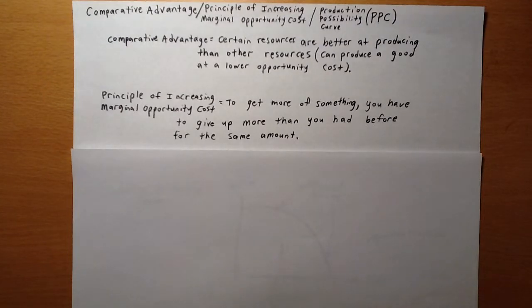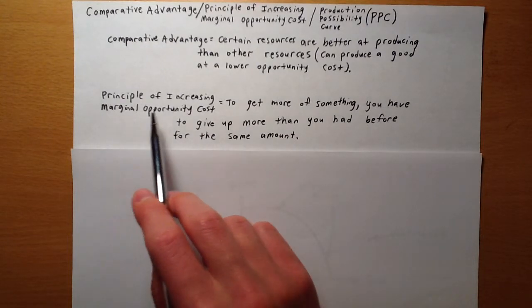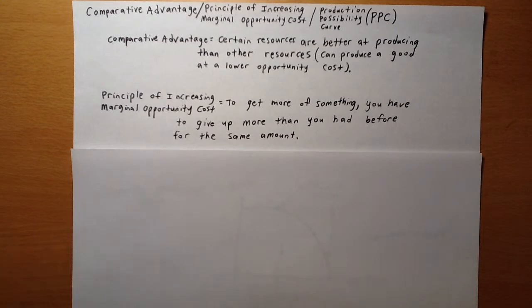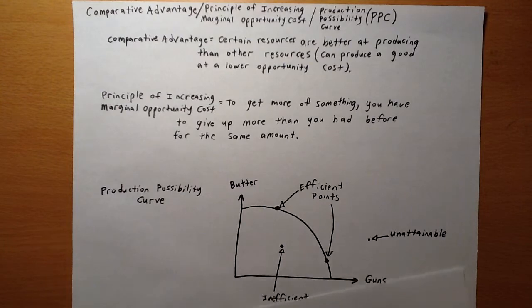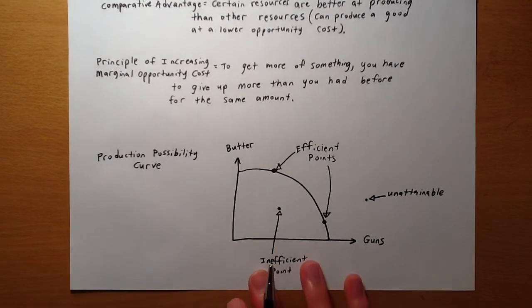of study, because if I want to raise my grade from a C to a B, that doesn't take nearly as many hours of studying to raise my grade from a B to an A. So that's the principle of increasing marginal opportunity cost, because if I want more of something, I have to give up more to get that than I had before to get a previous amount. It's just like GPA. And the third concept we're going to go over, which links all these, is the production possibility curve.